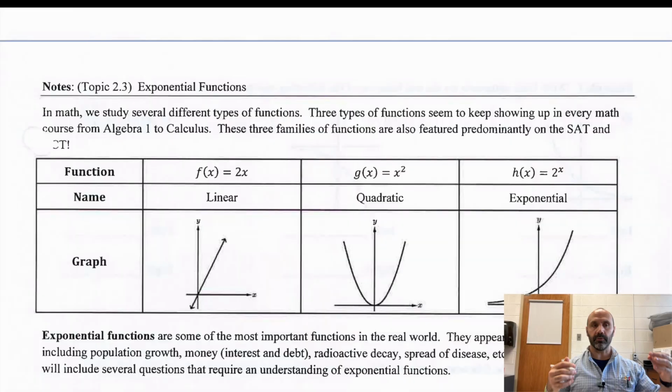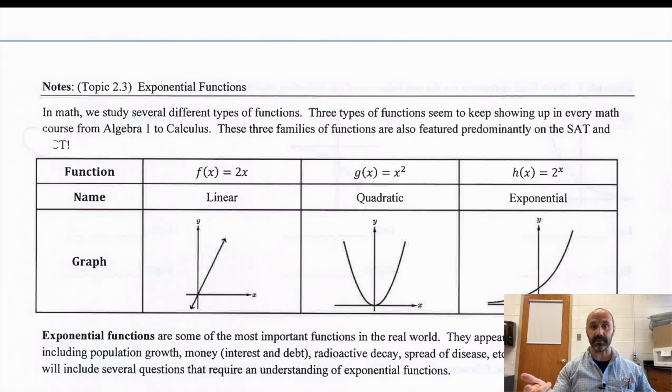All right, 2.3 is just talking about the different types of functions and focusing in a little bit more on exponential functions, what they look like, how they work, limit statements, etc. So there are three common functions in math, and I would say in physics as well when I teach physics: linear, quadratic, and exponential functions.